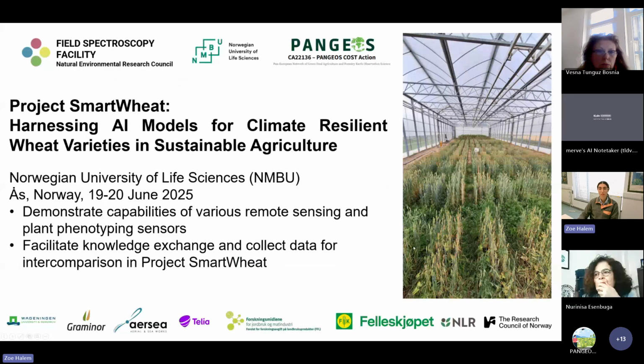So this data was collected as part of a Pangeos cost action hosted by the Norwegian University of Life Sciences in June of 2025. The purpose was to demonstrate the capabilities of various remote sensing and plant phenotyping sensors and collect data for Project Smart Wheat, which focuses on how we understand drought response in wheat.